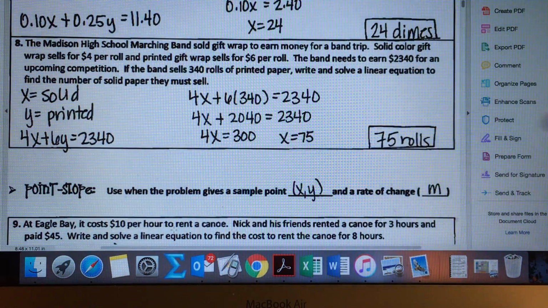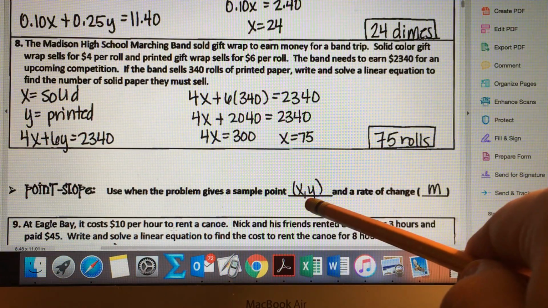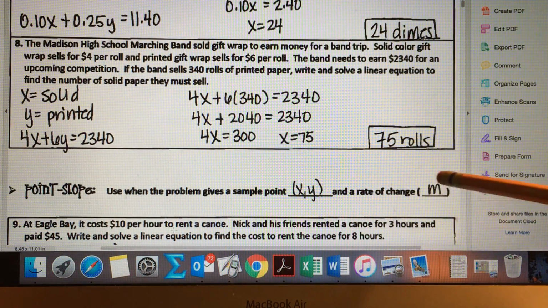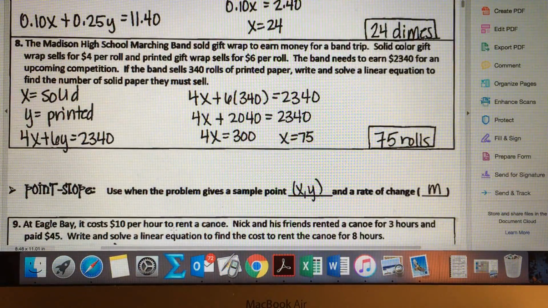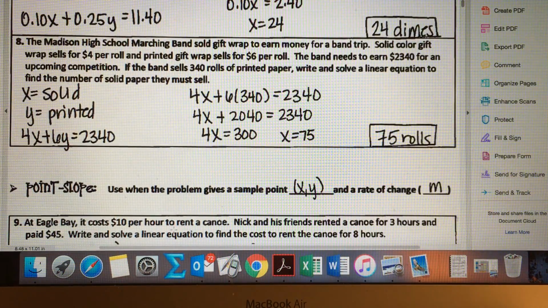So it makes sense that we use point slope form when the problem gives us a sample point, x1 comma y1, and a rate of change, m. So let's see if we can look at this example problem and decide what's a sample point and what's the rate of change. And remember, how do we find a rate of change again? How do we identify one? It usually has the word per built into it. Oftentimes dollars per hour, or a store sells 30 rolls per hour, something like that. So something per something, that's a rate.